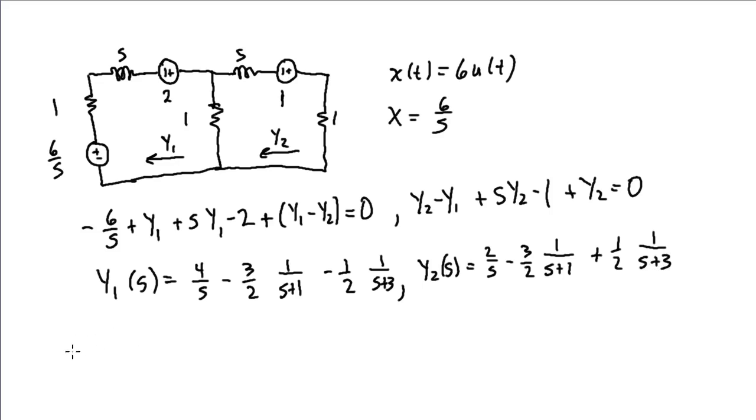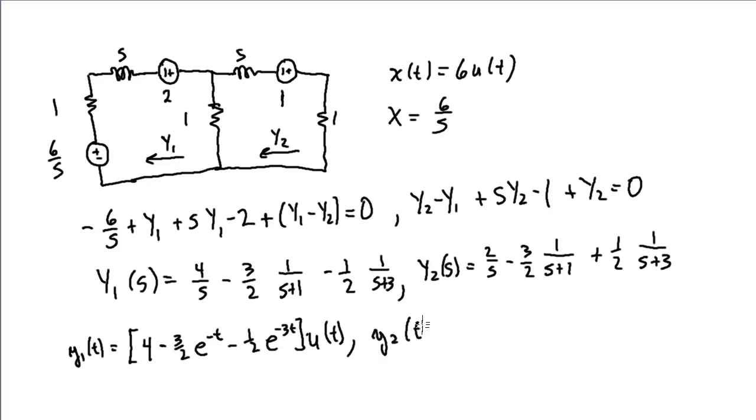And so finally I can go back into the time domain to find Y1 of t by taking the inverse Laplace transform of each of these terms. The 4 over S will become a 4 u of t. Actually, all these terms will have a u of t, so I'm just going to factor out the u of t. The second term, I have the minus 3 halves in front. 1 over S plus 1 transforms back into the time domain as e to the minus t u of t. And then similarly, 1 over s plus 3 would transform back as e to the minus 3t, and then all times u of t. So this is my expression for the current in the first mesh, y1 of t.